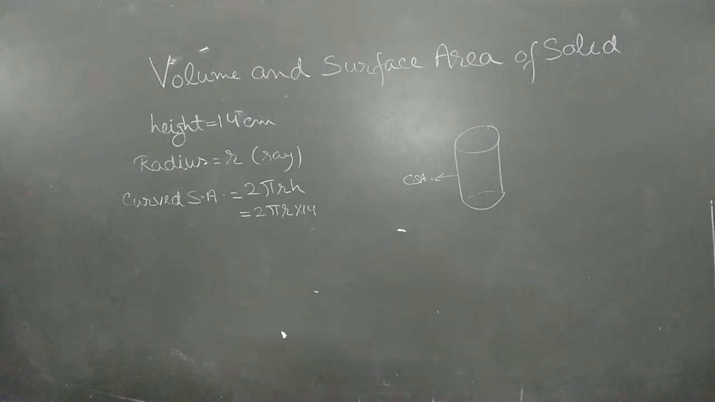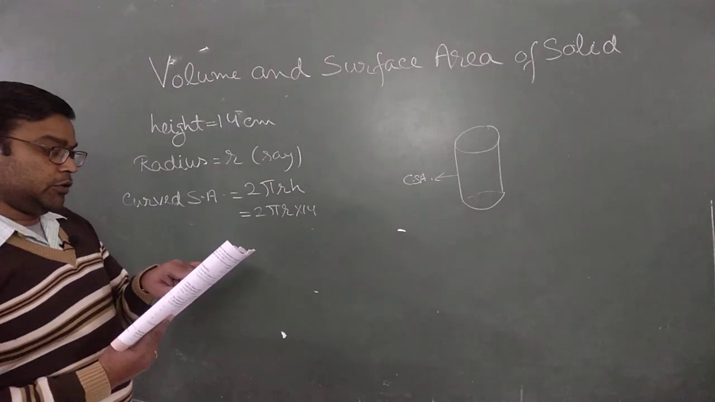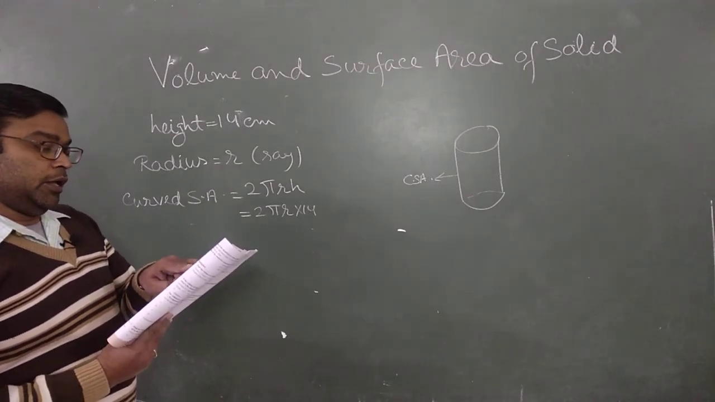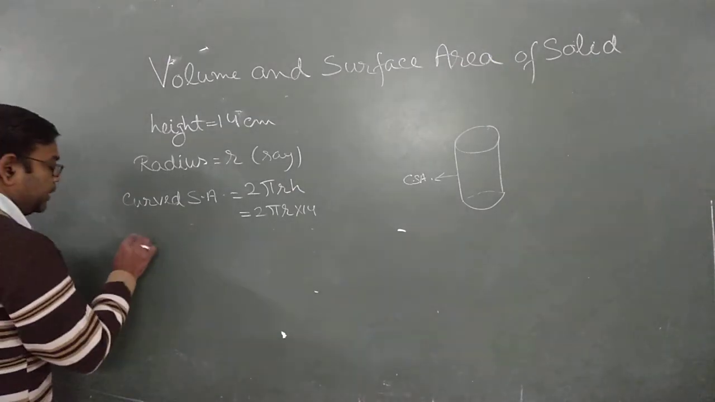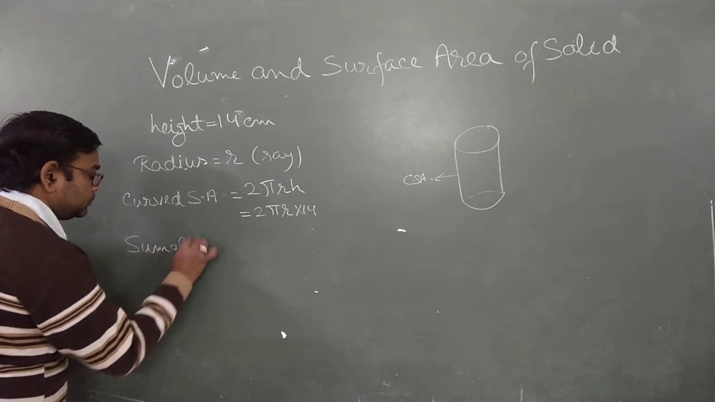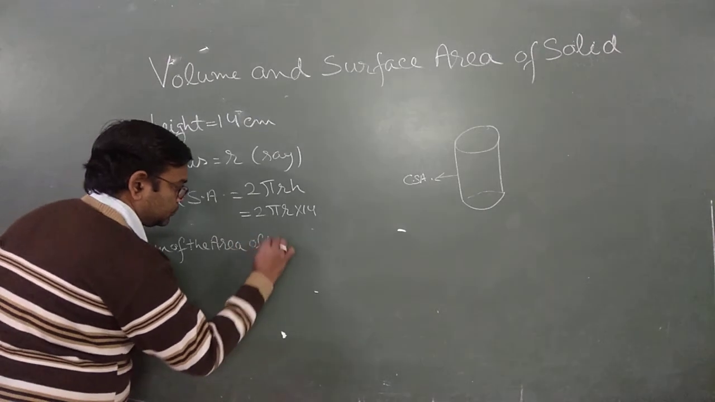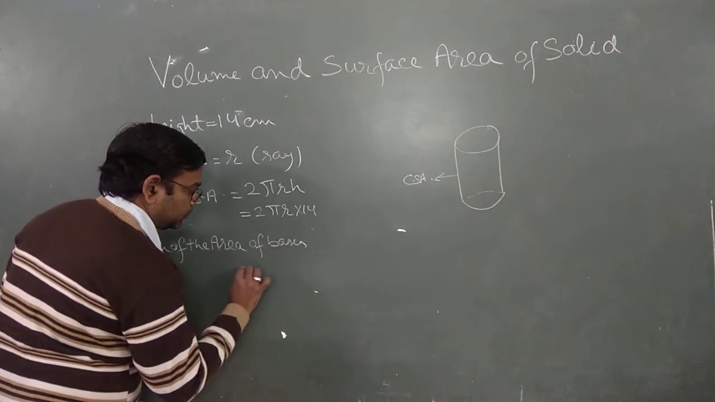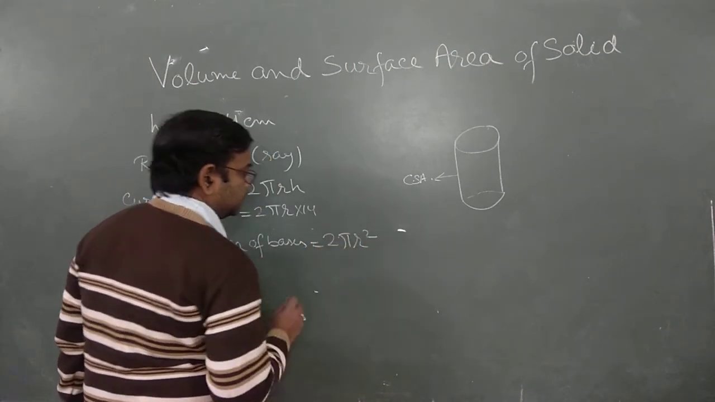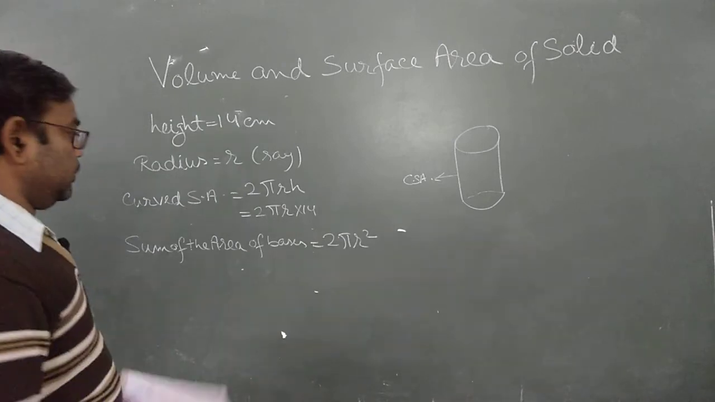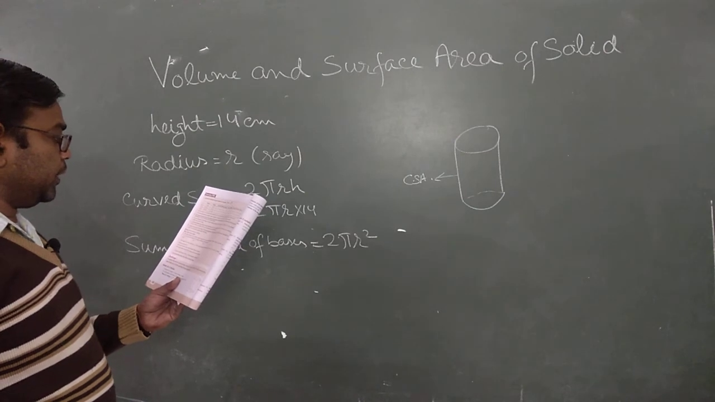Now next part says that 4 times the area of the curved surface of a cylinder is equal to 6 times the sum of the area of the bases. Sum of the area of the bases means what? 2 pi r square. Equals 2 pi r square. We don't know the value of r square. The question says find the curved surface area.